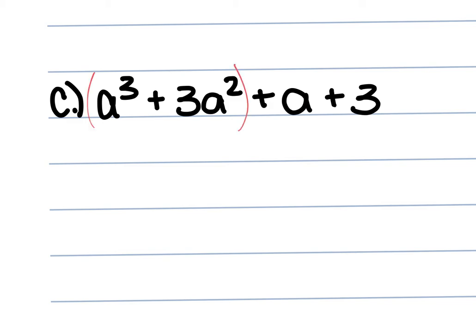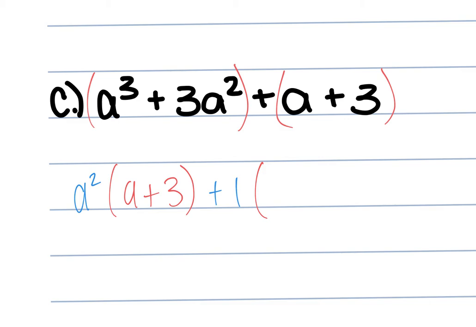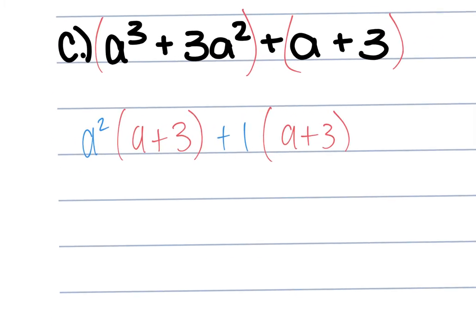So group the first 2 terms, group the second 2 terms. What's the GCF of those first 2 terms in that first group? Asia? A squared, very good. So you're going to write down an a squared. And then what's inside my parentheses? Daniel? A plus 3. Now, in the second group, what's the GCF? It's just 1, so you put plus 1. And then what's left behind? The same a plus 3. Do my parentheses match? Yes. So my 2 factors are what? A squared plus 1 and a plus 3.